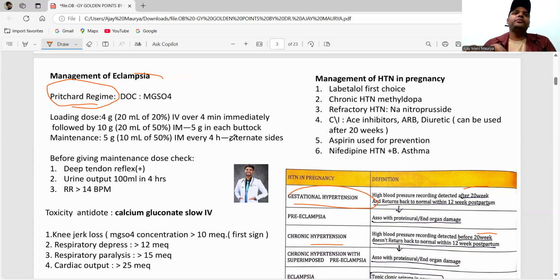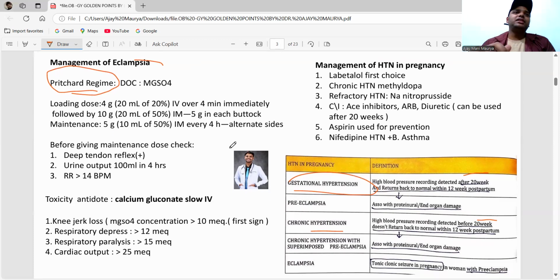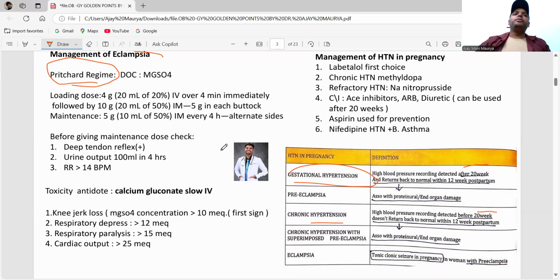Maintenance dose is 5. Okay? So guys, please tell me what is the therapeutic dose of MgSO4. Please comment it. Okay, therapeutic dose. Next one, guys. Before giving the MgSO4, you have to always check, okay? You have to check that there must be positive deep tendon reflexes.